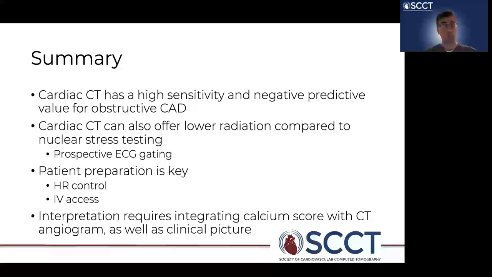Patient preparation is also important. Again, heart rate control, though given the improvement in CT scanners, there's a little bit more leeway with what heart rates you can scan at, but it still is important to get the heart rate under good control. Generally, you want to be under 65 beats per minute. And you want to obtain IV access as well, as I mentioned, and interpretation requires integrating the calcium score with the CTA as well as the clinical picture. So it's an important tool.